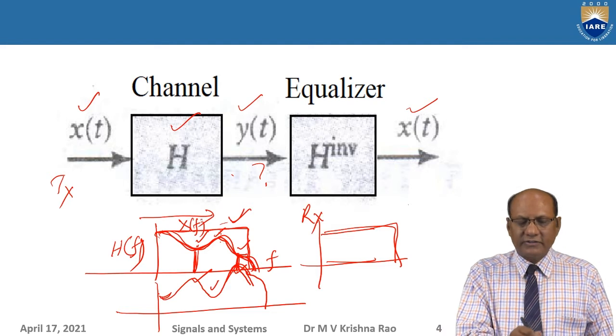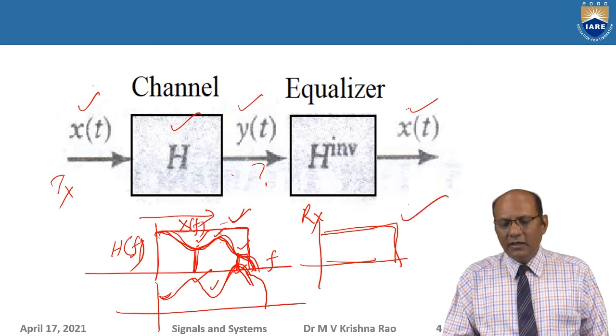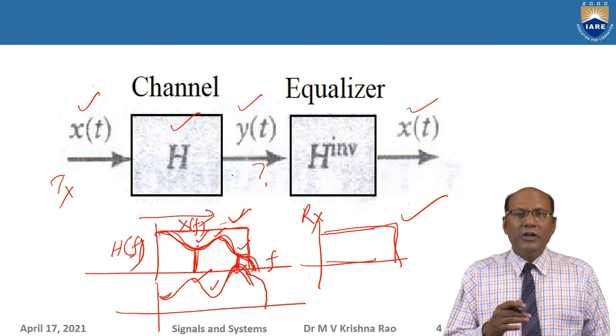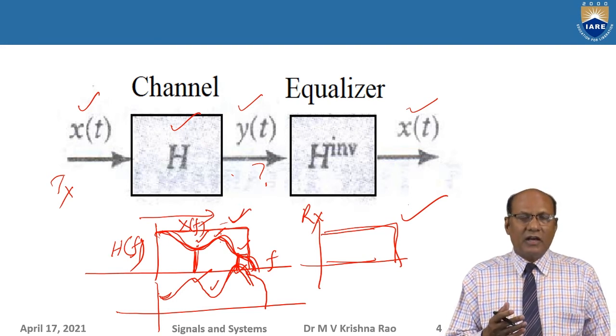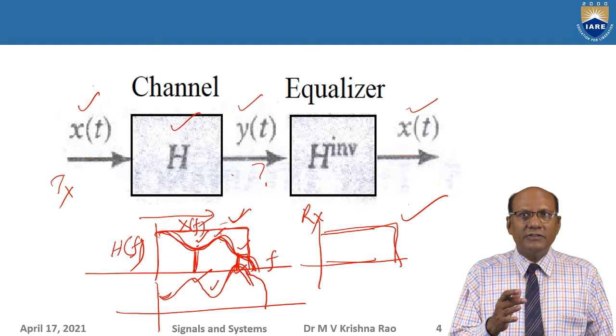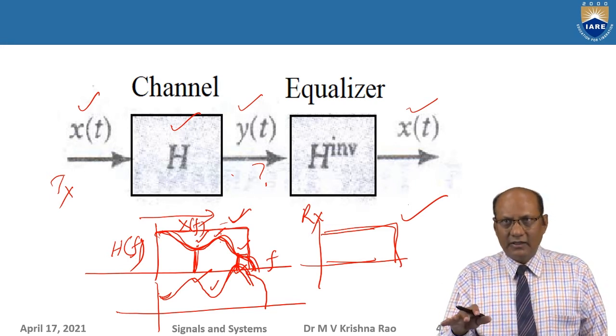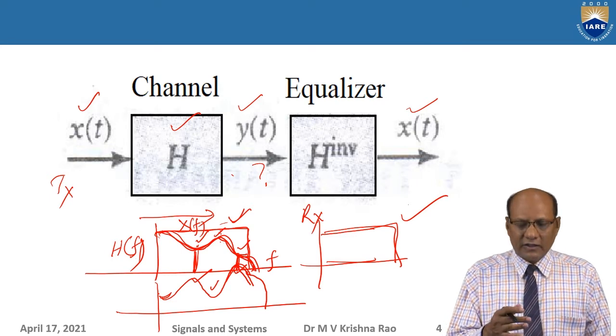Because that is the characteristic of the input signal, here also you will get almost the same characteristics. So it is called an equalizer. That means you are equalizing the response of the channel, making the output response equal. That means you are nullifying the effect of the channel.